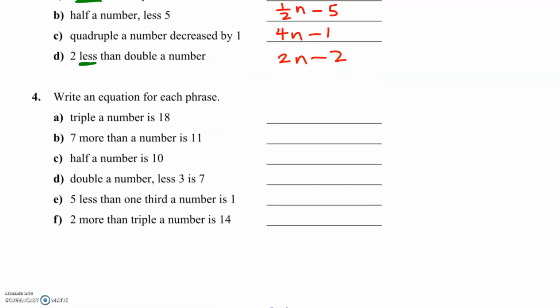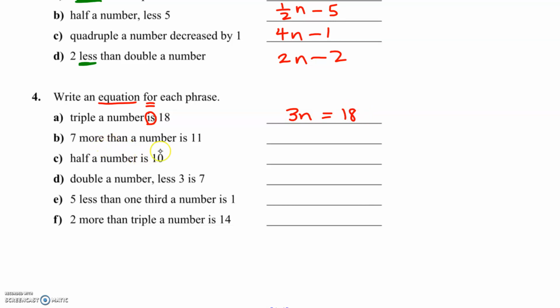Now 4 is different. 4 says write an equation, doesn't say an expression. So we're going to have an equal sign. So wherever you see an is, that means it's going to be an equal sign. So it says triple a number is 18. Triple a number is 3n. Is equals, and then 18.